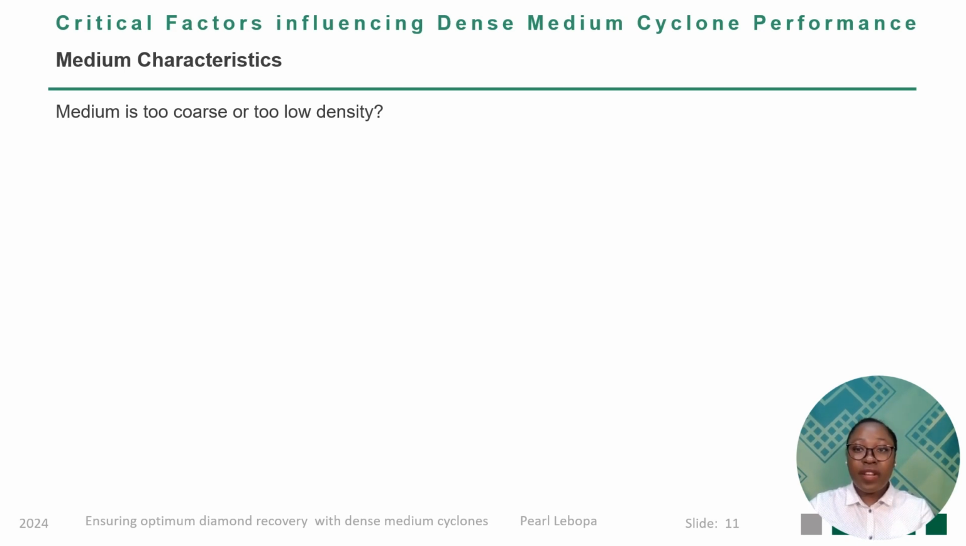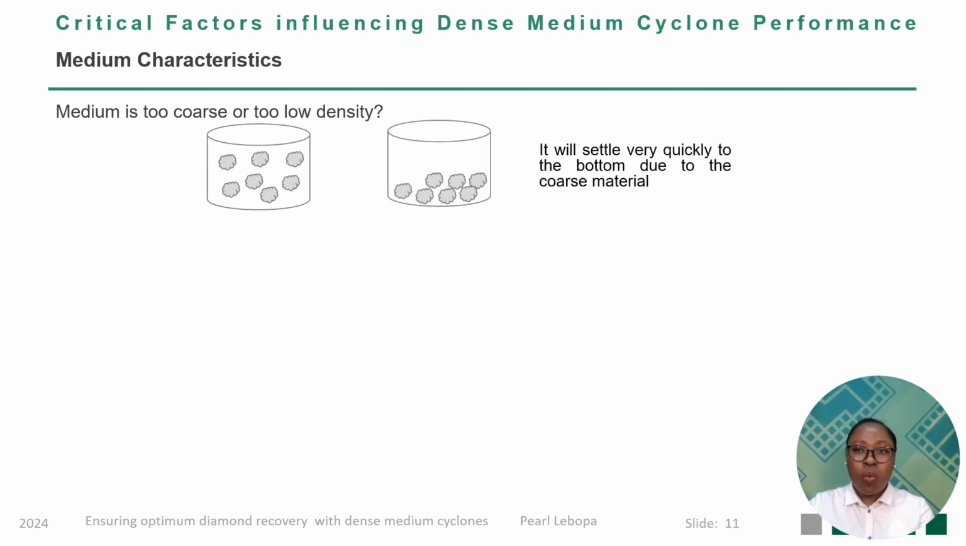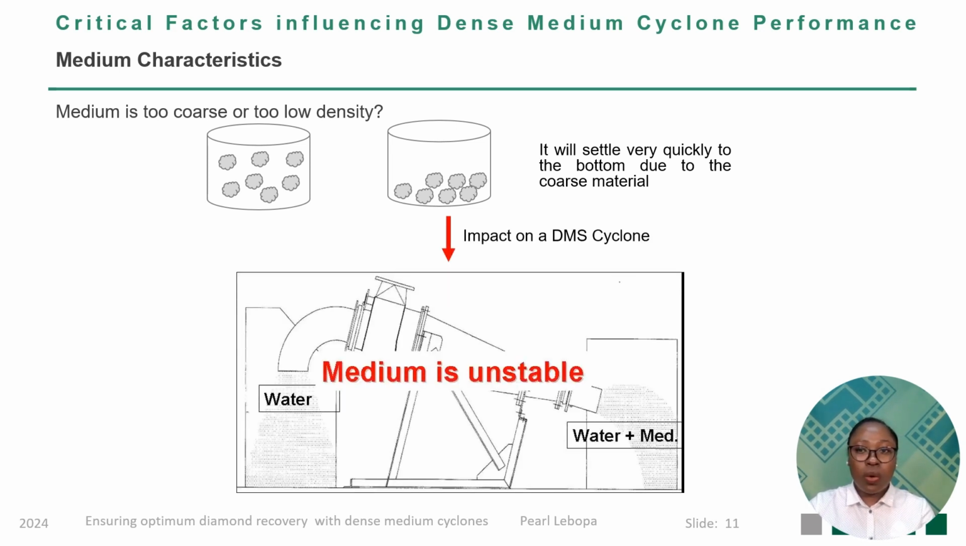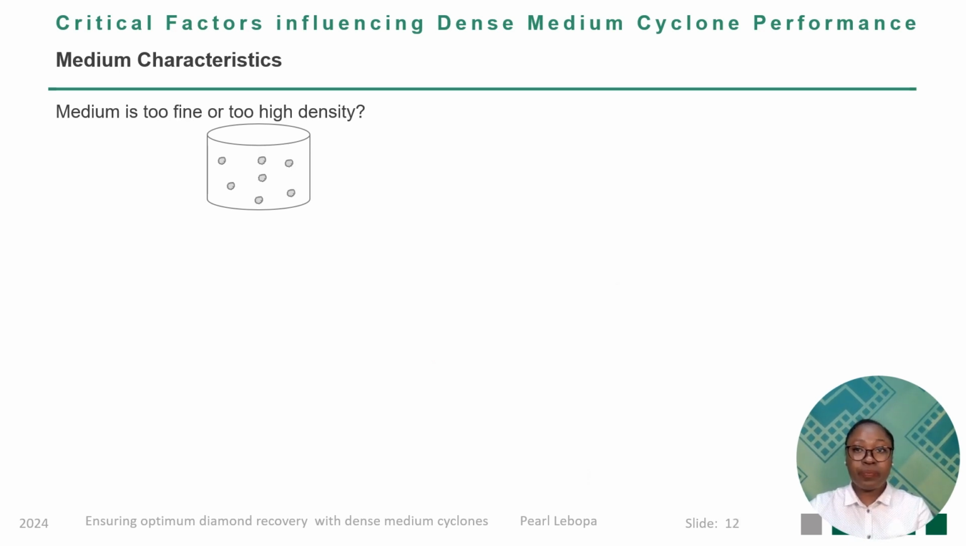The third factor influencing the optimum diamond recovery we will look at is the medium characteristics. If you have an unstable medium where medium is too coarse or has a low density, what happens in the cyclone is that water will report to the overflow, and then you'll also have water and the medium reporting to the underflow, which then causes an instability in the operation of your cyclone.